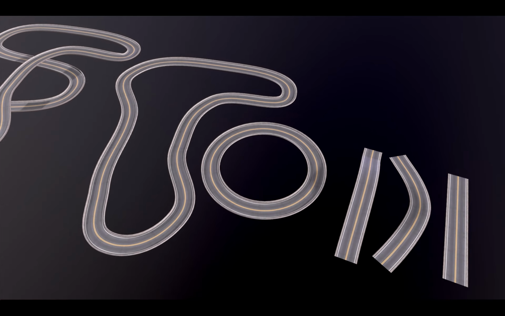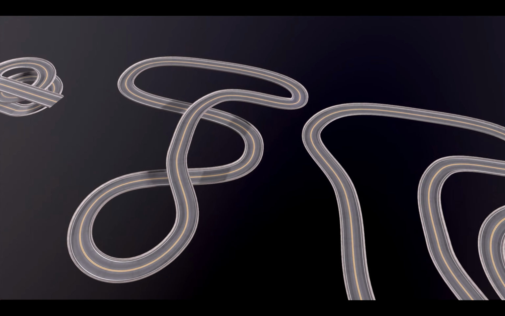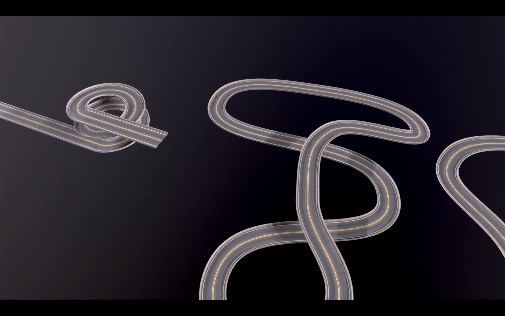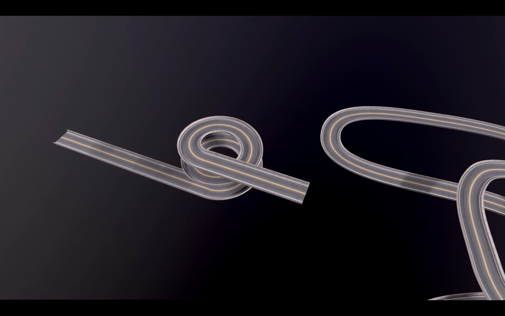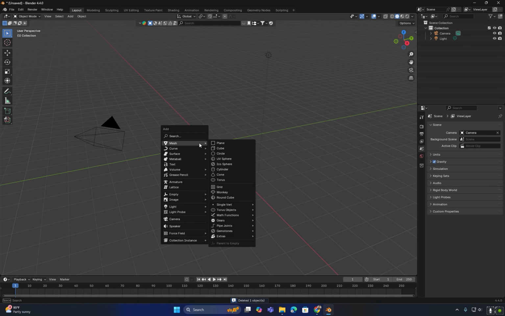Hello friends, in today's class we will learn how to create a road track of any shape in Blender. So without wasting any time, let's get started. First I will press Shift plus A and create a plane.